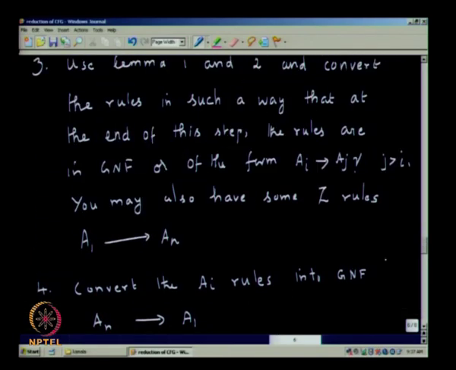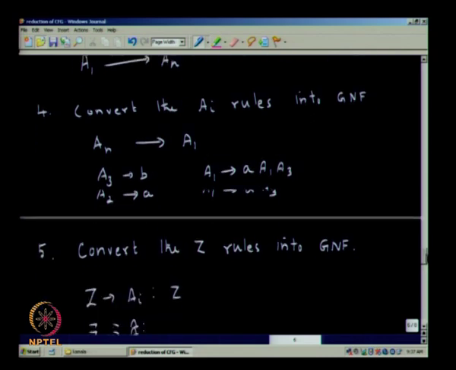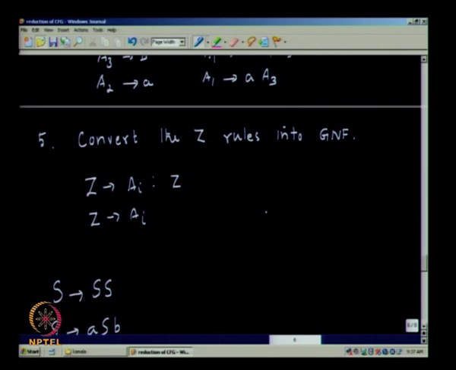And in this step first you will convert the A1 rules, then the A2 rules, then the A3 rules and so on up to the nth rules. At the end of this step all the AN rules will be in Greibach normal form. So in step 4 what you do is convert the AI rules into Greibach normal form, for which you will go from AN to A1. First you look at the A1 rules, then AN minus 1 rules and so on. So at the end of step 4 all the AI rules will be converted into Greibach normal form, but the Z rules may not be in Greibach normal form. So the 5th step is use again lemma 1 to convert the Z rules into Greibach normal form, use substitution.